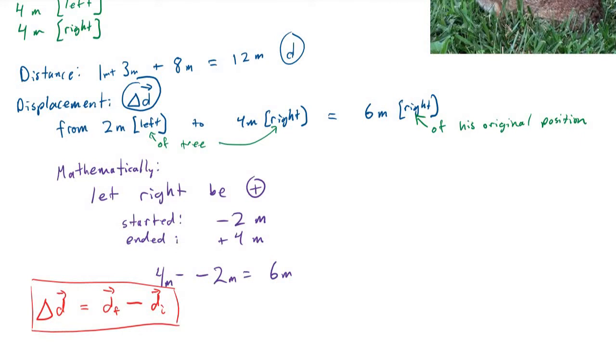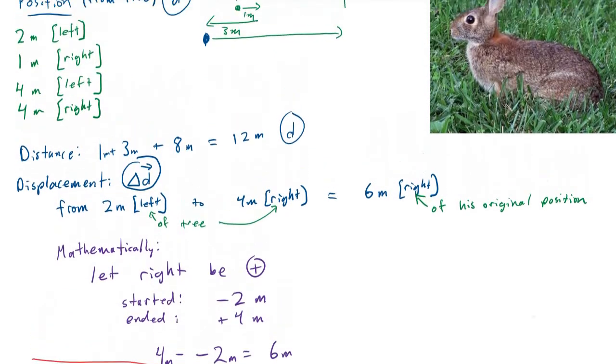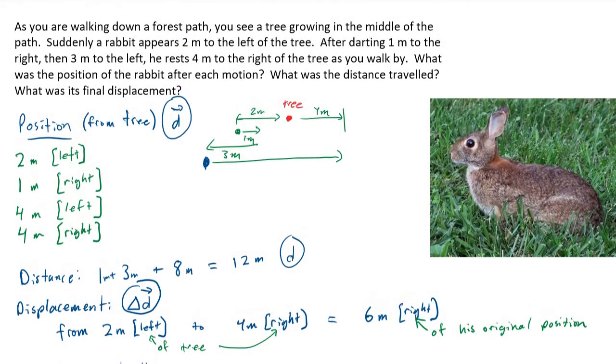So I hope this clarifies the difference between distance and displacement and position, and also gives us a formula to work mathematically with the idea of displacement.